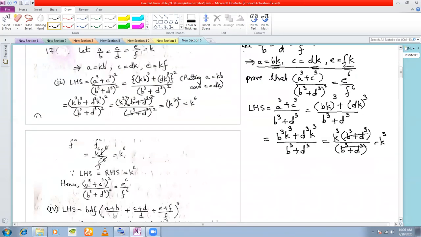Now I can prove this if I can show that right hand side is also equal to k cube. So let's check whether right hand side is equal to k cube or not. Right hand side is given to be e to the power of 6 by f to the power of 6. Now what is e here? e here is fk. Put the value of e, and f you can put as it is because you haven't got the value of f here.